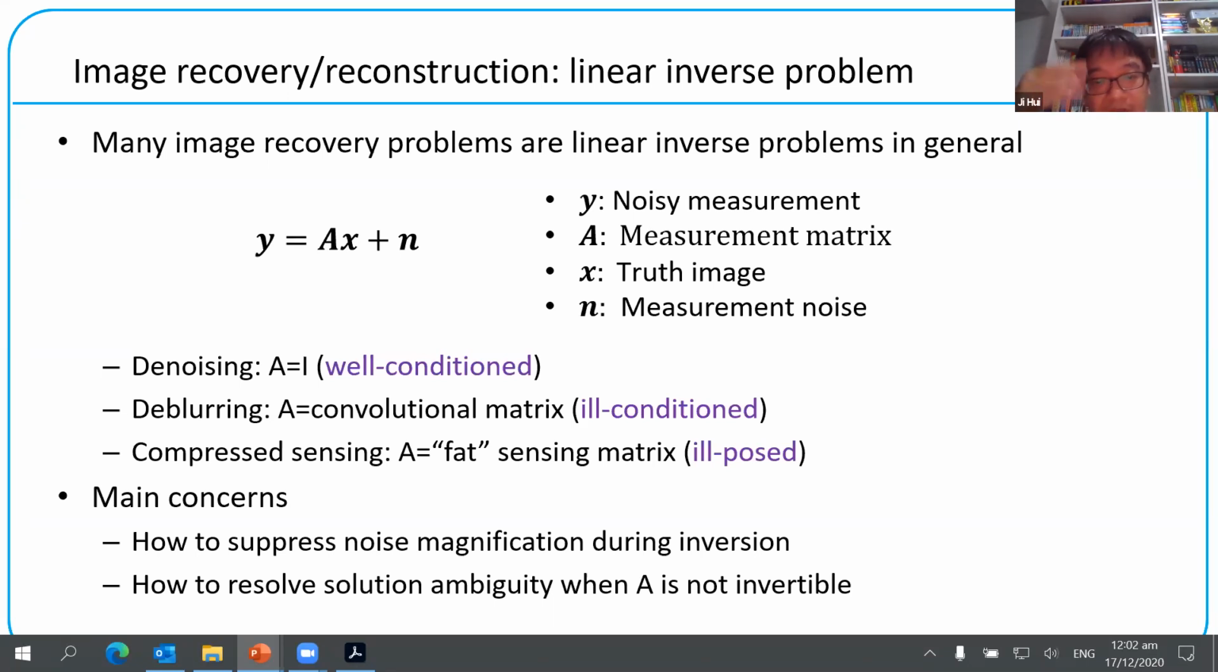And deblurring, because you have a convolutional matrix, which is determined by the smoothing kernel corresponding to a convolution, it is ill-conditioned. And compressed sensing is where you have the sensing matrix with far fewer measurements than the dimensionality of the image to recover. Therefore, it is a fat matrix with more columns than rows. So it is ill-posed. Mathematically, you have an infinite number of solutions. So the main concern in image recovery is how you are going to suppress the noise magnification when you invert this process. Another one is how to resolve the solution ambiguities if A is not invertible, like compressed sensing.